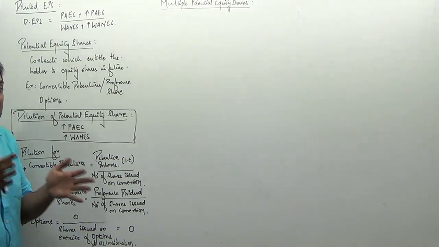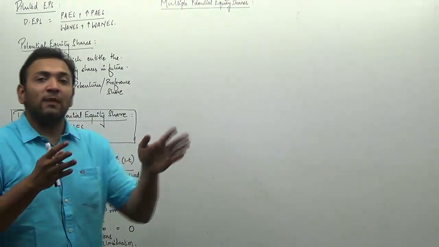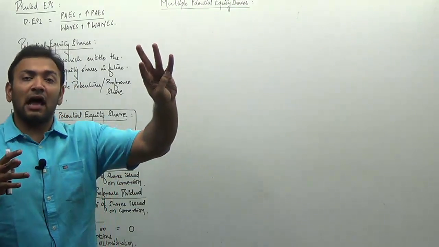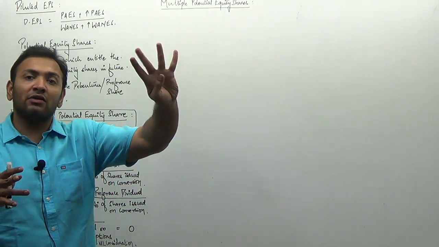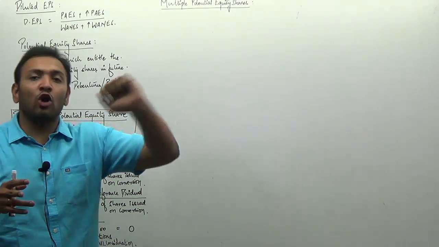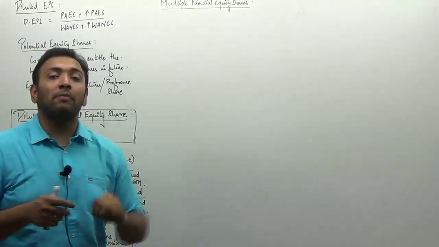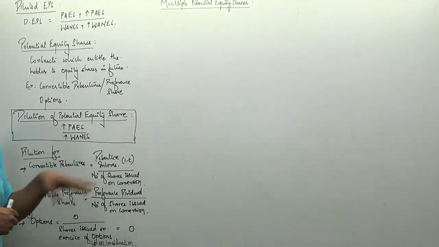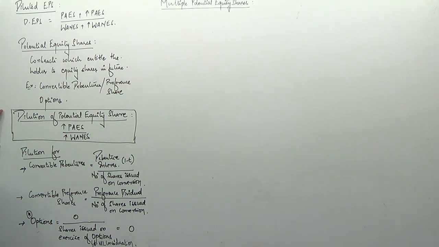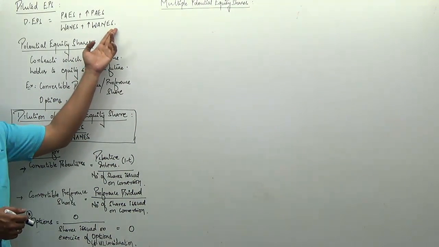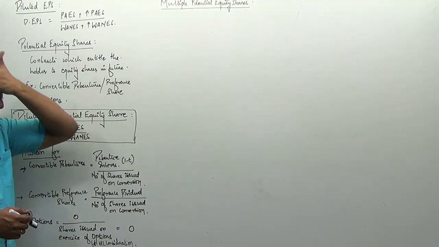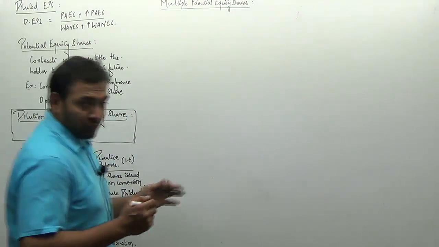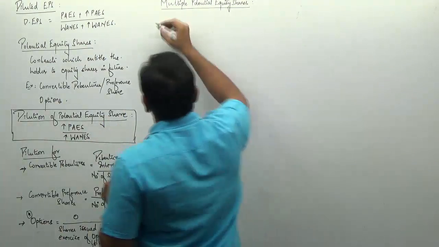That means an enterprise, while presenting its balance sheet, I observe that there are convertible debentures, there are convertible preference shares, there are also options. All three coexist in an enterprise. Then in such cases, how do I calculate a potential equity share, or how do I calculate a diluted EPS? So the diluted EPS given by this formula is not so simple. Now, remember, let's go with the steps.